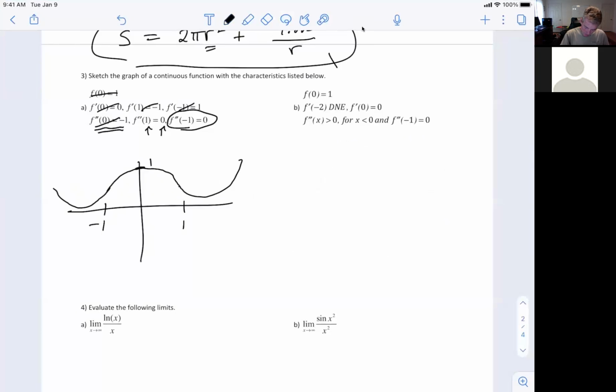Let's see for part B. So it also starts with a point at 0, 1. At -2, the derivative does not exist. So let's say over here is -2. And then I'm just going to make a little cusp because that's where the derivative does not exist. The derivative at 0 is equal to 0. So that, like the last one, is a little horizontal tangent line right there. Oh, and this is a typo right here. That was supposed to just be a 1.